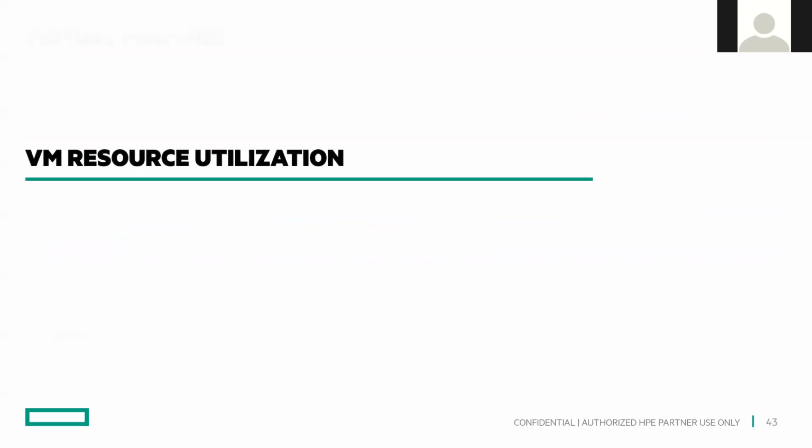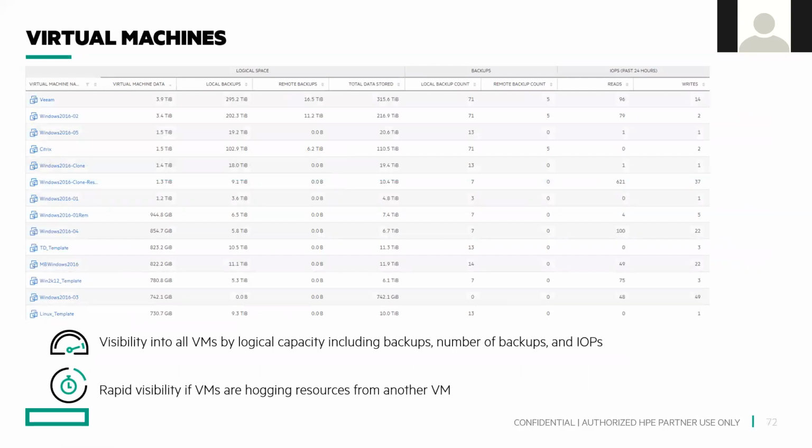The information is there. If you take a look at the cross-stack analytics, there's one picture where you can see all your VMs, logical space, the number of backups that you have, local backups, remote backups, and also the IOPS. So here already you can see who is the user and who is the abuser of your storage environment.